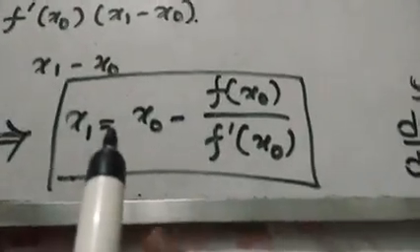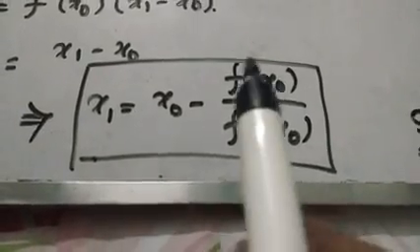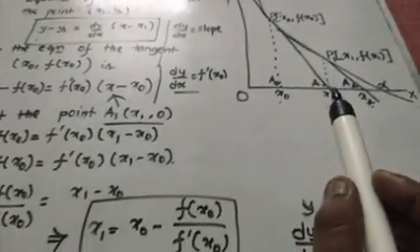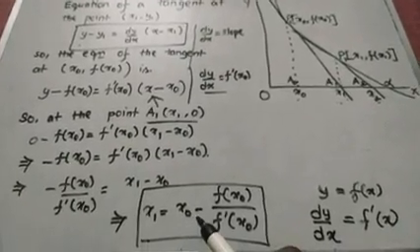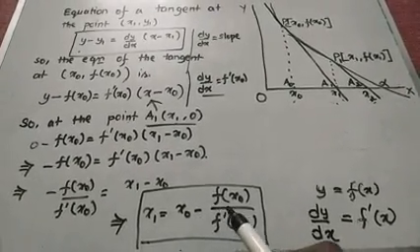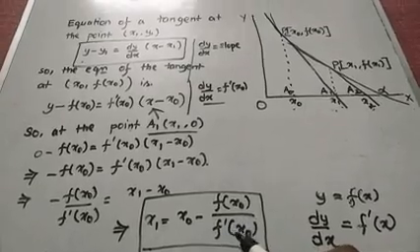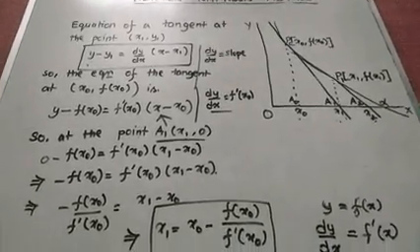Now the second thing is that for the first step we have got the formula. What was the formula for the first step? For the step a1, we got the formula x1 equals x0 minus f of x0 by f dash of x0. We got this particular formula for the first step.